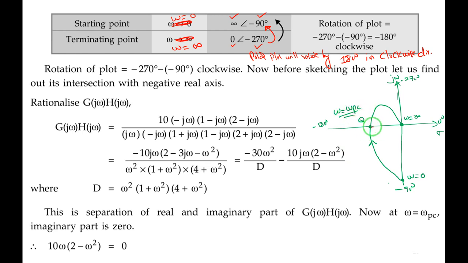And what is this intersection point? I have to find out minus sigma plus j0. I don't know what this is, so let us calculate this sigma. How to calculate it mathematically? That we will see.